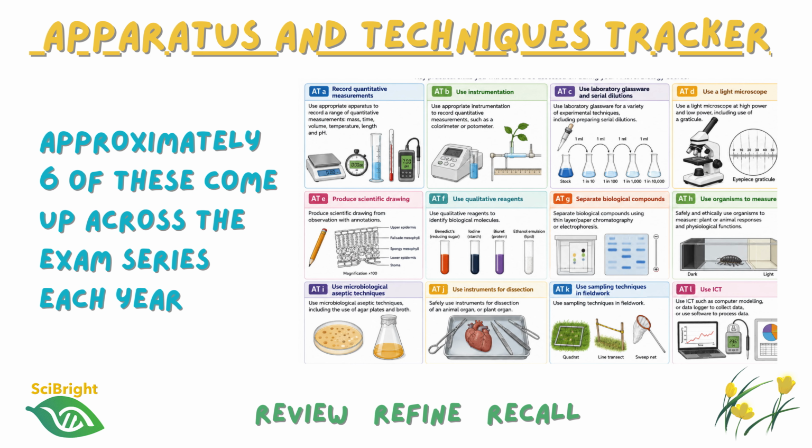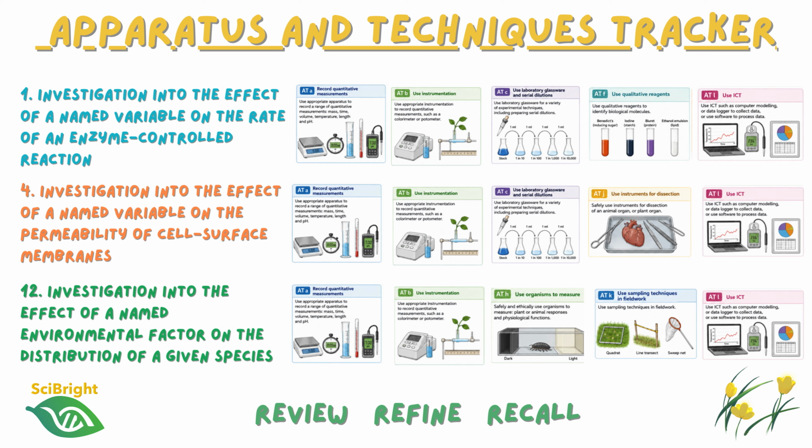I've another video on this linked in the description on which of these have come up the most in recent years. So let's cross check our apparatus and techniques tracker with our list of required practicals and see which show the most practical skills and therefore should be higher up on our revision list. So here are my top 3 required practicals because they each cover 5 skills from the apparatus and techniques tracker. Practical 1, enzyme rate of reaction, practical 4, permeability of membranes, and practical 12, environmental factors and species distribution.